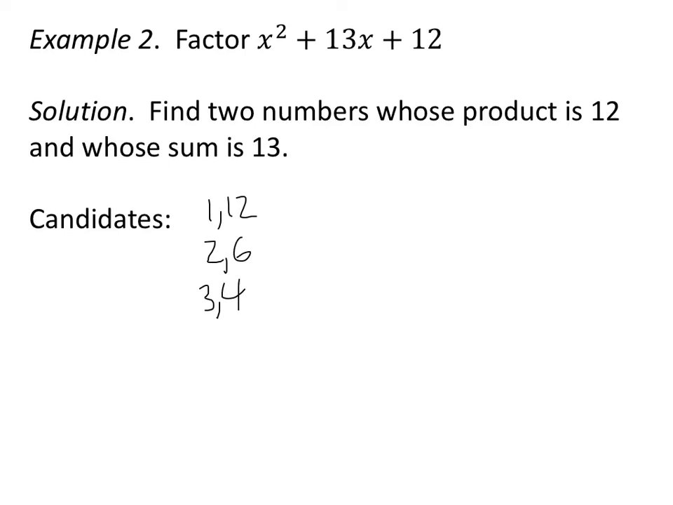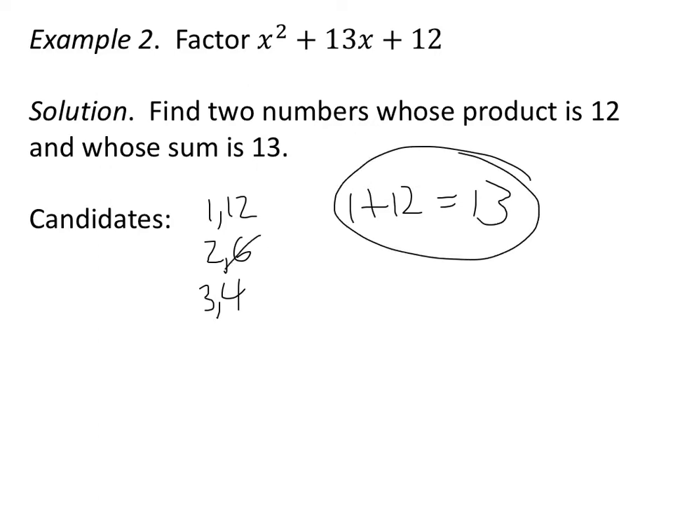Now you'll notice that I'm also leaving out some possibilities. For example, negative 2 times negative 6 would multiply to give us positive 12, but I've noticed something about the sums here. The sum has to be positive as well, and that's going to be a problem-solving strategy we'll look at later, that if the constant term is positive and the coefficient of x is positive, we'll look at only positive values. Well, now let's look at the sum of these. 1 plus 12 is 13, and there is our magic pair. We don't even need to check the others, but you can check, we would get sums of 8 and 7 as well.